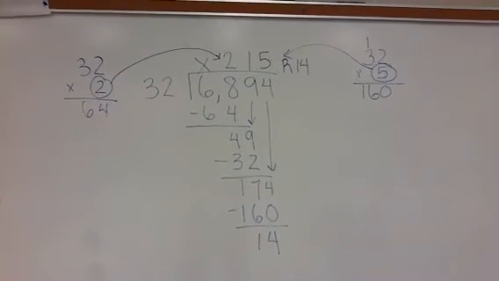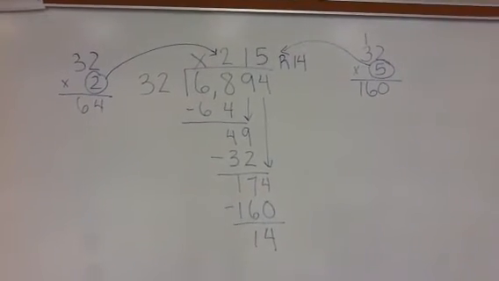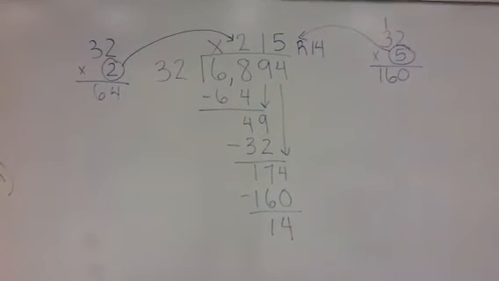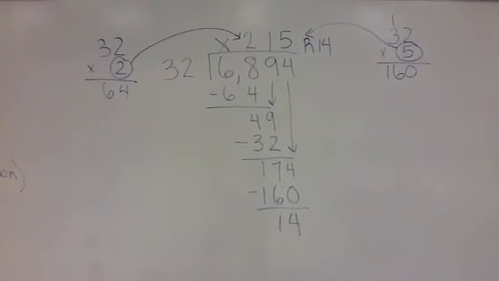32 can't go into 4, so I bring down the 9. So that gives me 49. Then I repeat my steps. Can 32 go into 49? Yes, it can. It can go in one time.